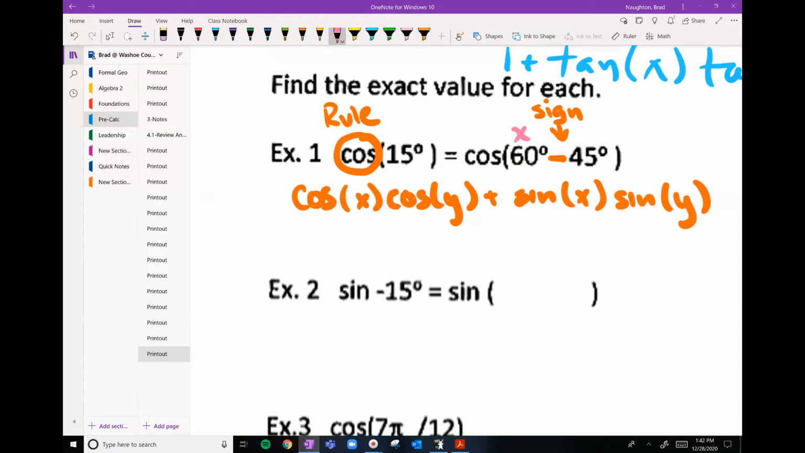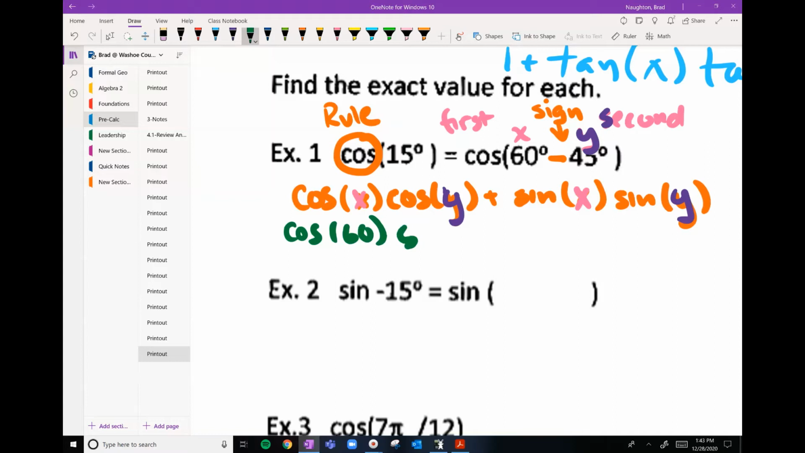And so we're going to call this 60 our x, because the first one's always x and the second one is always y. So first is x, second is y. So let's go ahead and plug it in. Just make that different a little bit. So all my y's are going to be the 45s, and all my x's here are going to be the 60. So let's go ahead and roll in. So we're going to have cosine of 60, cosine of 45 plus sine 60, and then sine 45.